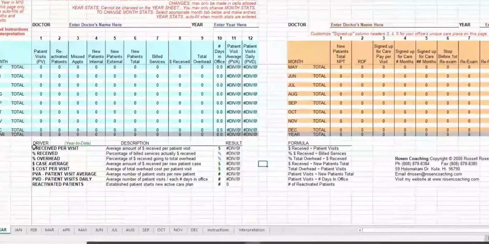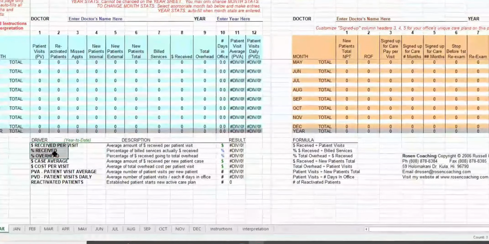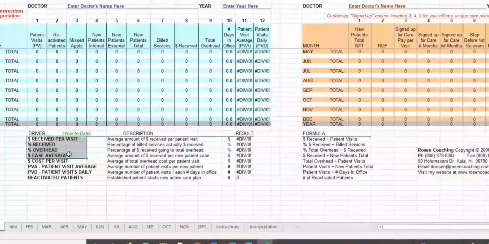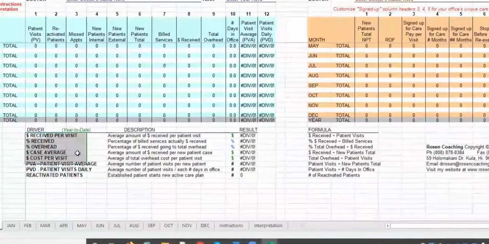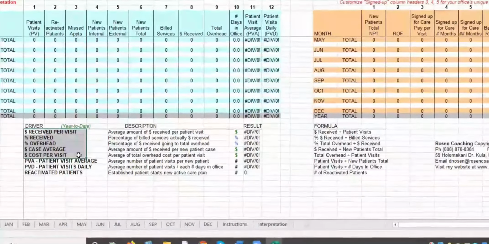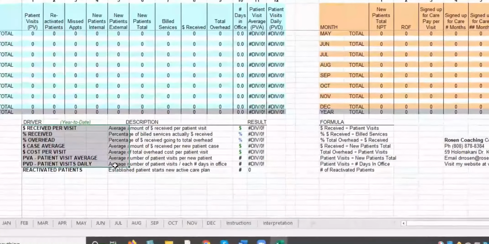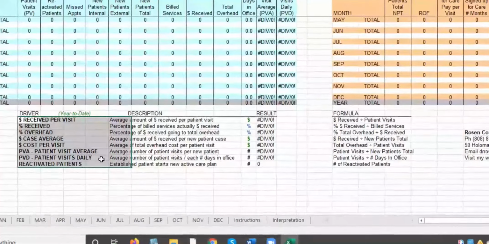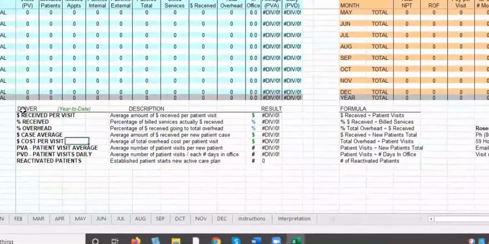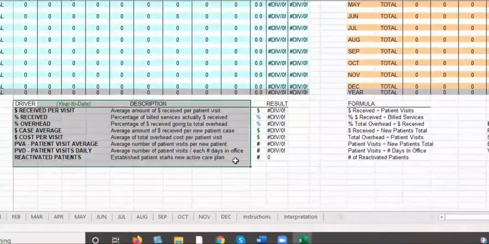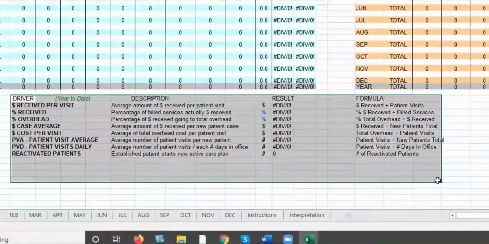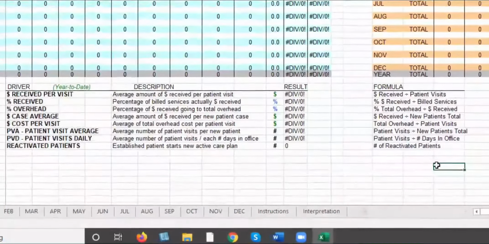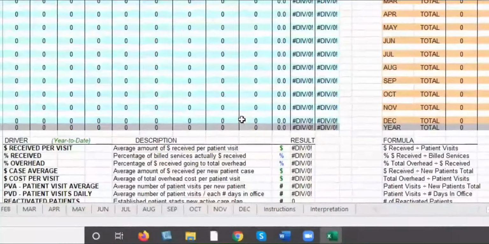Money received per visit, money received, percentage received, percentage overhead, case average dollars, cost per patient or cost per visit, PVA or retention, PVD, patient visits daily and reactivated patients. So you'll see that not only will you get all of these, but you'll see the description. It'll figure it out for you, and then it'll show you the formula of how we figured these out. And these are really important metrics, as you're going to see.